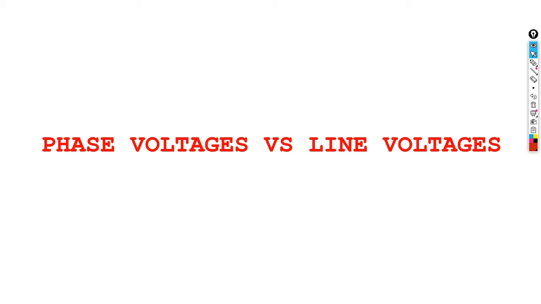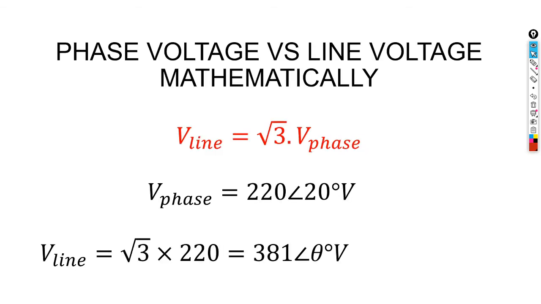Phase voltage versus line voltage. As we discussed in our last video, mathematically, the line voltage is equal to square root of 3 times the phase voltage. Therefore, to change a phase voltage to a line voltage, you multiply it by square root of 3. But they are not going to have the same angle, so we are going to discuss the angle in the next part of this lesson.